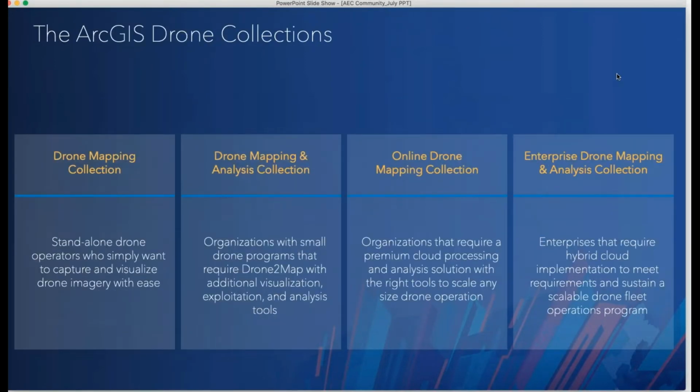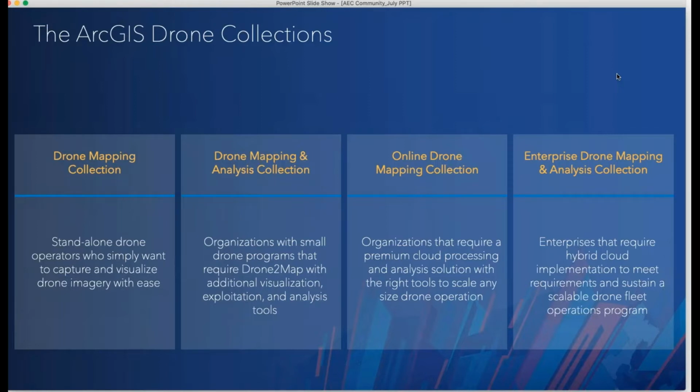These are the 4 drone collections. They're kind of separated into offline and online drone collections. So the 2 on the left, the drone mapping collection and the drone mapping and analysis collection, these are offline. So these are powered by a drone processing engine we call Drone2Map, and this is a Windows-based desktop software. And this is great for obviously disconnected environments or for organizations who are just getting started in drones and maybe have a single pilot or 1 to 2 drones, and they're just getting started. This is a great inexpensive way to cut your teeth on reality capture workflows using drones.